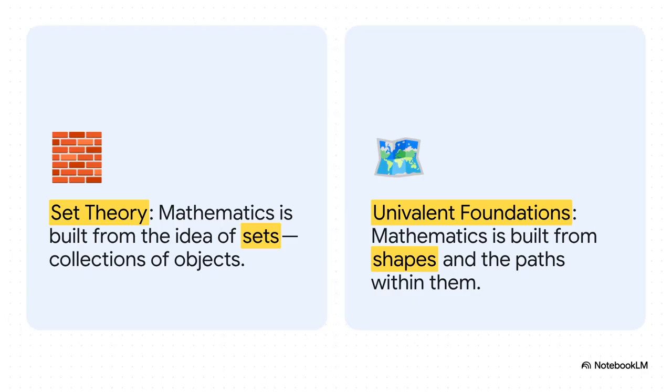Just think about that paradigm shift for a second. The old metaphor was like building with bricks, simple, identical sets. The new metaphor is more like building with maps and landscapes. And in a world that's made of shapes, the idea that two equivalent things are the same isn't some extra rule you have to tack on, it's just a natural, obvious feature of the terrain.